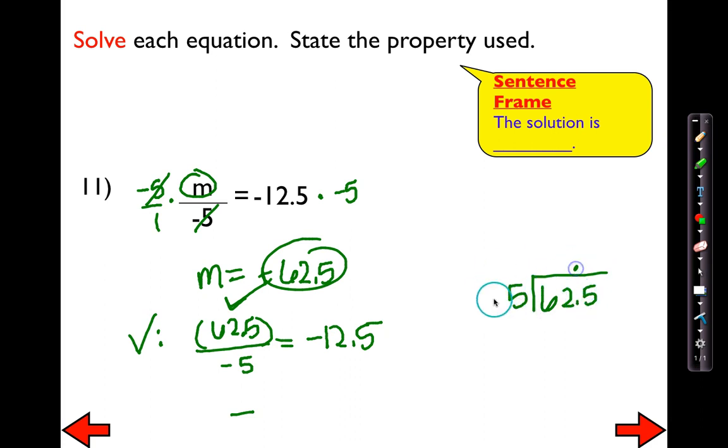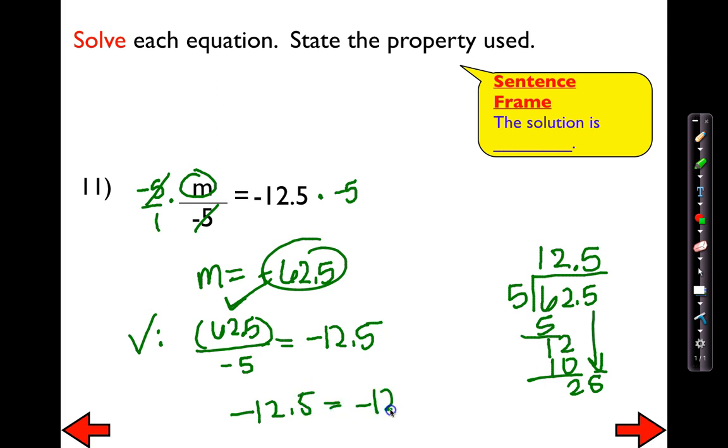Bringing up that decimal, 5 goes into 6 once. 5 goes into 12 2 times. 5 goes into 25 5 times, so my answer is negative 12.5. Does that equal negative 12.5? The answer is yes. So I'm going to go ahead and say that the solution is m equals 62 and a half. And I'm confident because I did check my work.